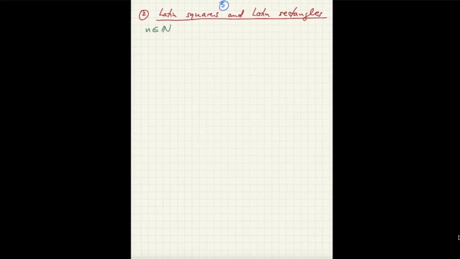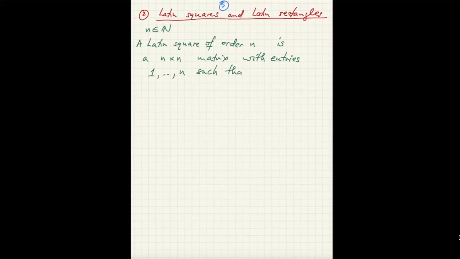So let's say n is a natural number. A Latin square of order n is an n by n matrix with entries, let's take them to be 1, 2, all the way up to n, such that each row and each column of this Latin square, let's call it L, is a permutation of these n entries.